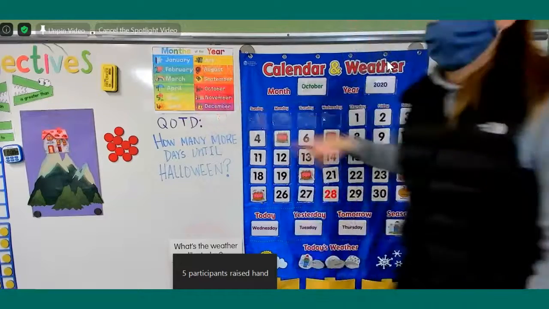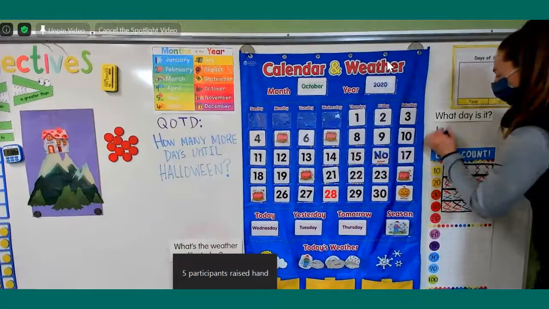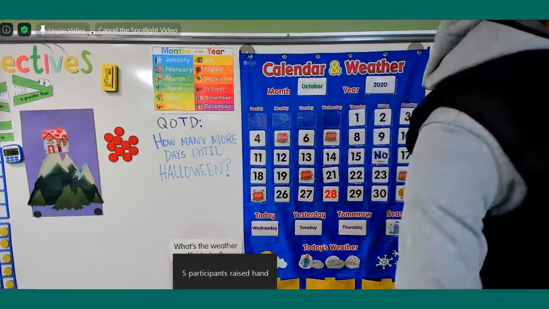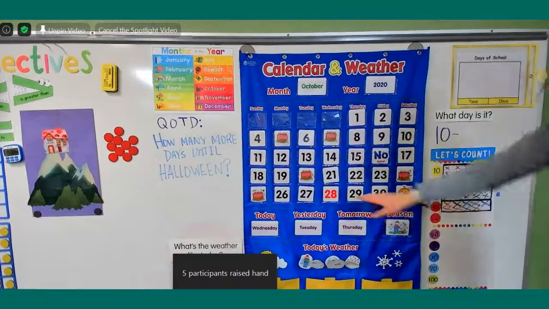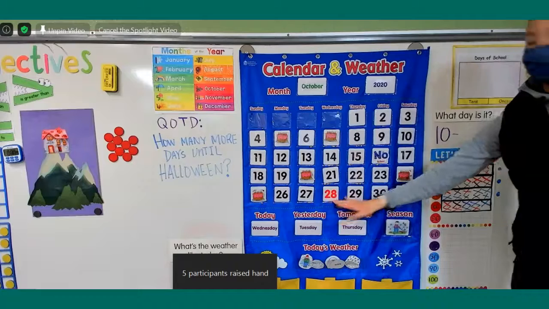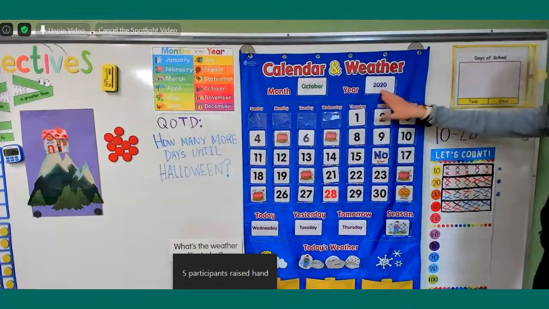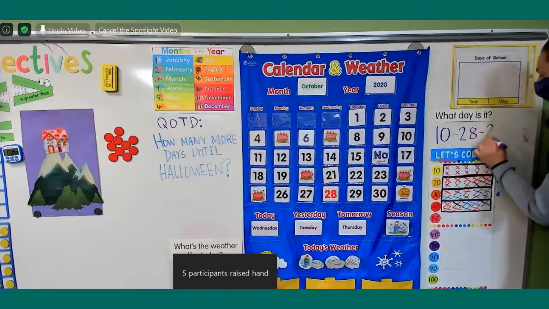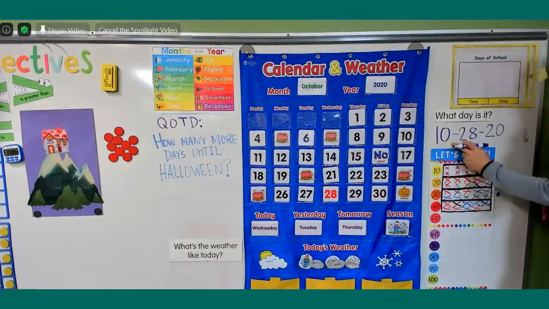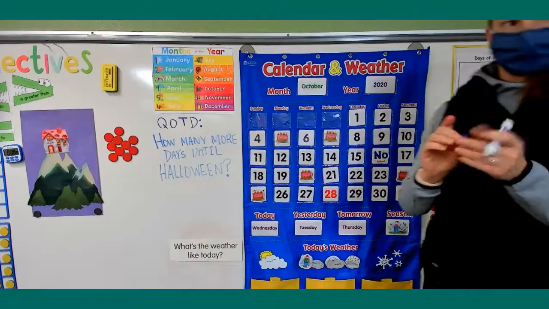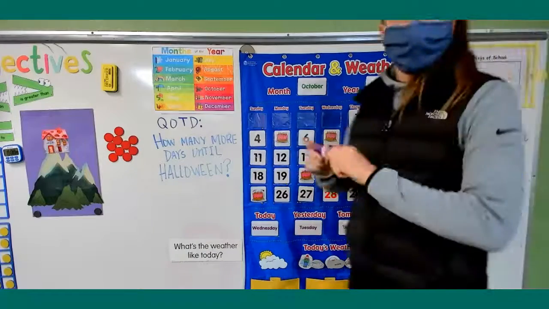1, 2, 3, 4, 5, 6, 7, 8, 9, 10. 10 is October. 28. Good job. Dash. 20. Good job. 10-28-20.